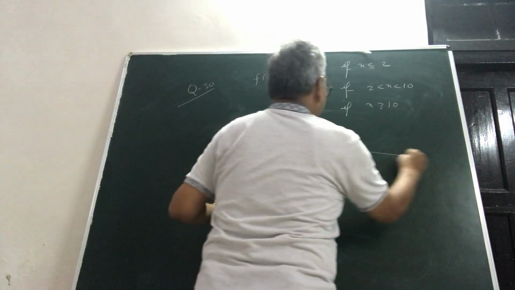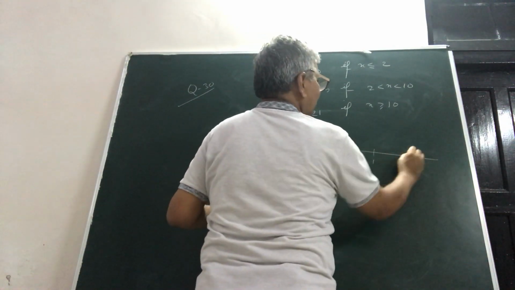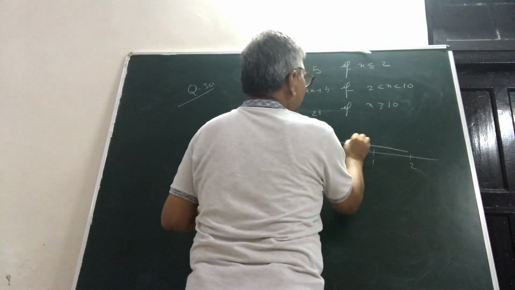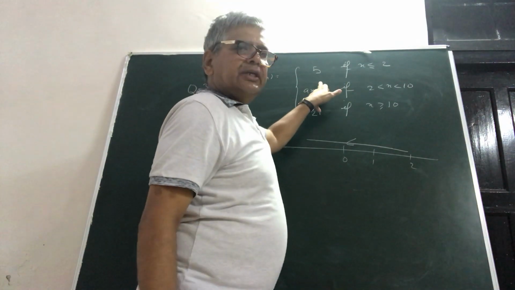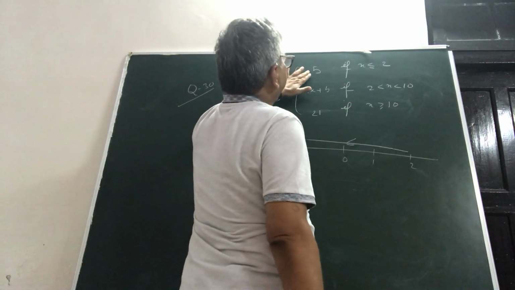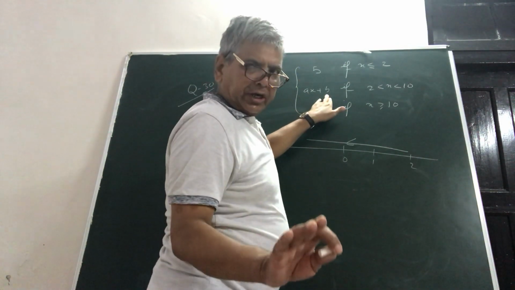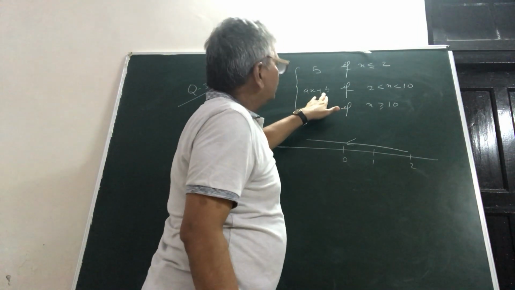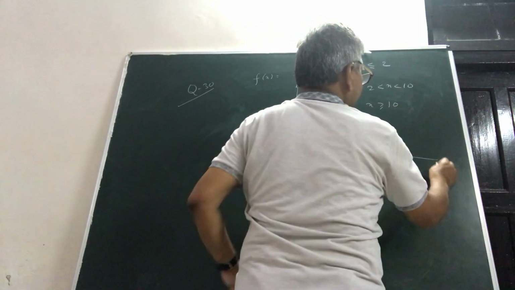So on the left side of this real line, this is mark 1, 1, 2. This side, the function is defined as a constant function. A constant function, you know, is a continuous function, so no issues. ax plus b is a polynomial. It is a polynomial, so in this interval also, 2 to 10.